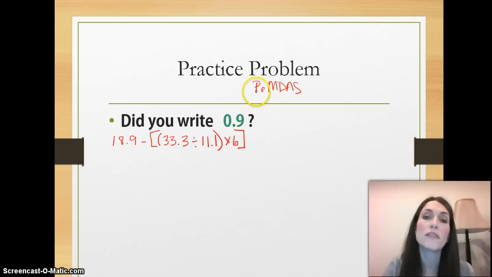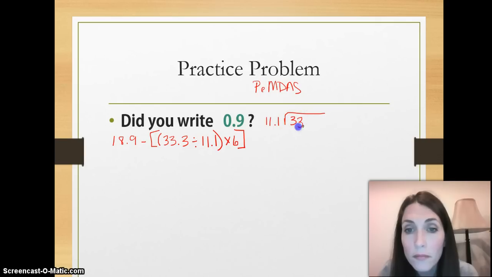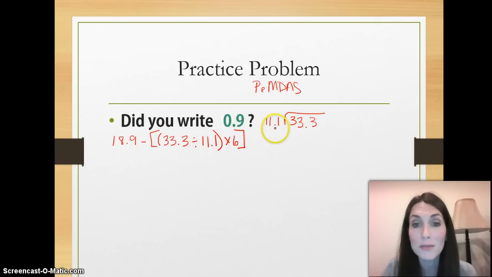Okay, I have to look at parentheses or brackets first. Well, I know inside my brackets, then I have some parentheses that I have to look at. So I need to take care of 33 and 3/10 divided by 11 and 1/10 first. And I'm going to put this over here. So get to practice that division of decimals again.